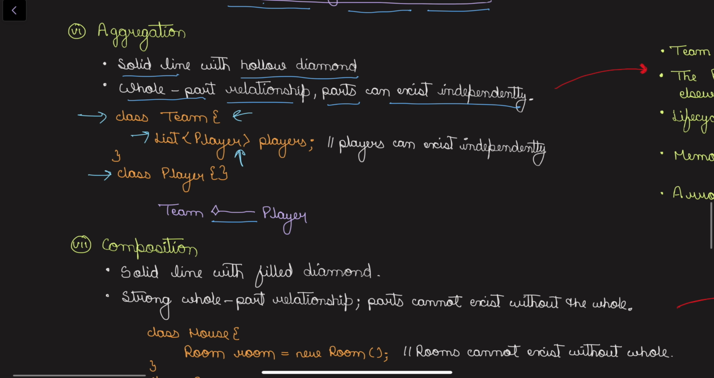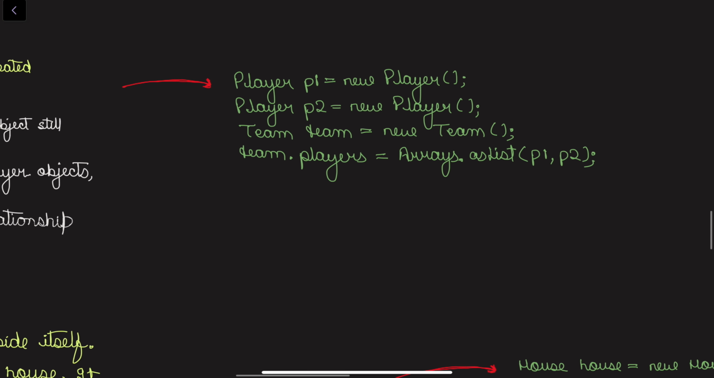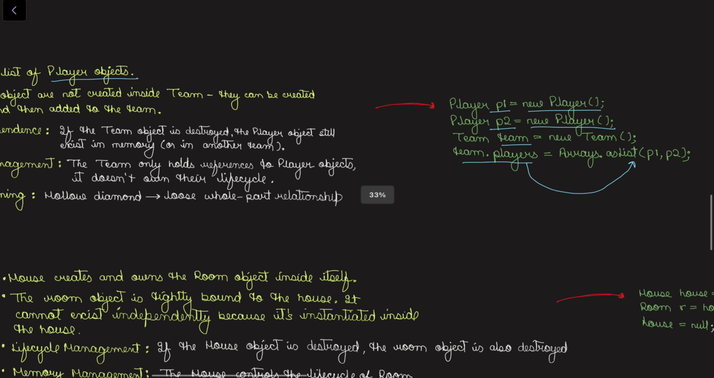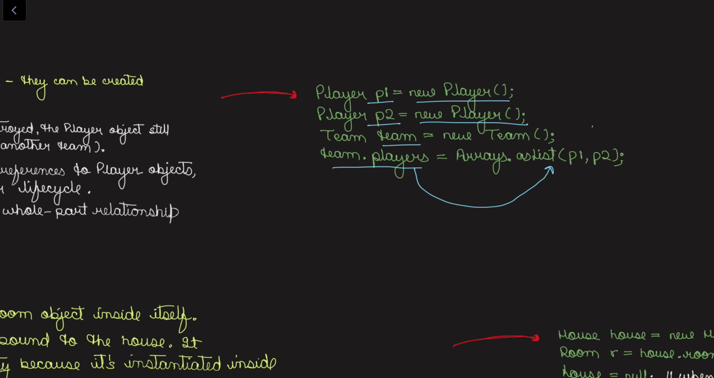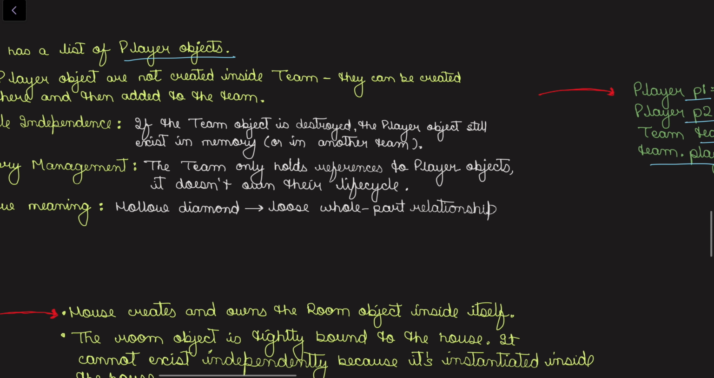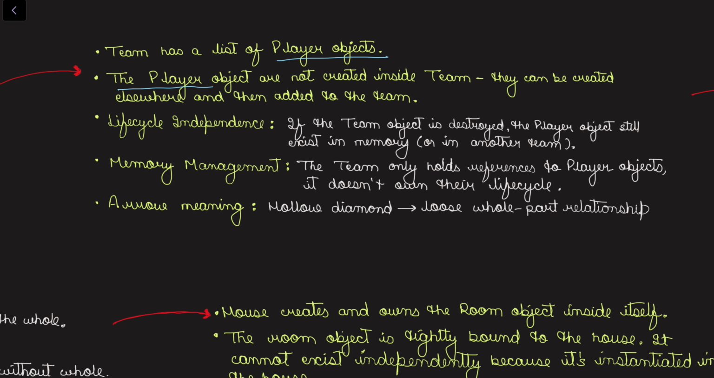Let me show you with a code example. Let's say Player p1 equals new Player, Player p2 equals new Player. Now when I'm creating the team, I am pointing the team's players to p1, p2, a list of players. Let's say in future the team gets destroyed, but the players will still continue to exist. Why? Because they are not created inside the team. The player objects can be created elsewhere and then added to the team. Whenever we destroy the team, the players can still exist.